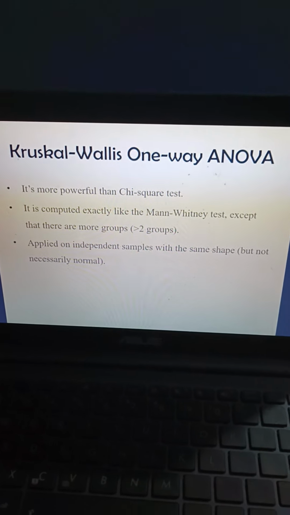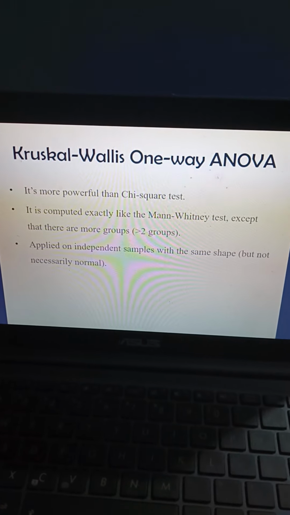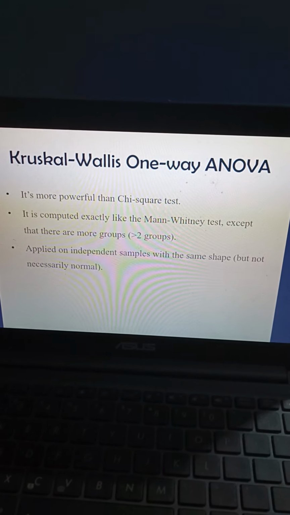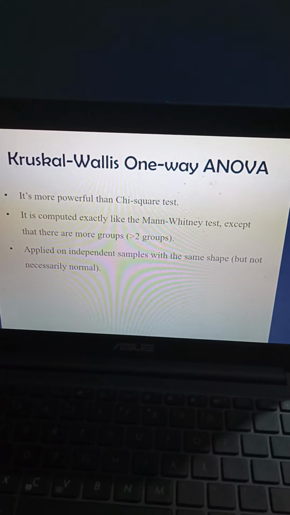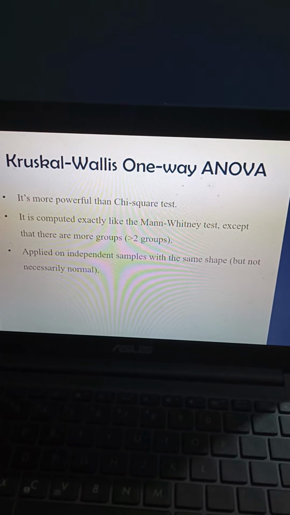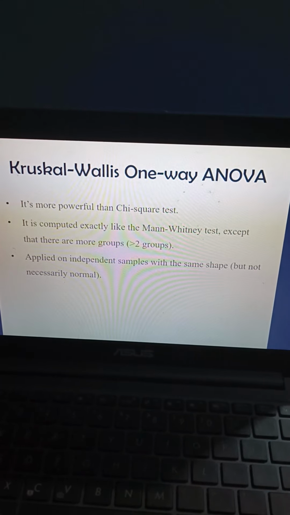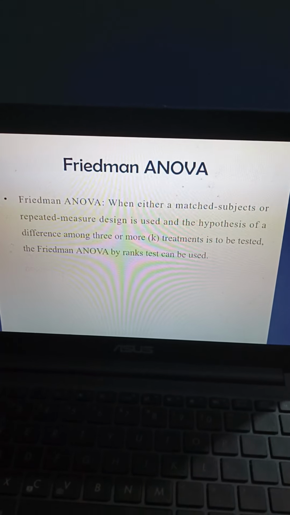Then coming to Kruskal-Wallis one-way ANOVA, it is more powerful than the chi-square test. It is computed exactly like the Mann-Whitney test, except that there are more groups, more than 2 groups, applied on independent samples with the same shape, but not necessarily normal.